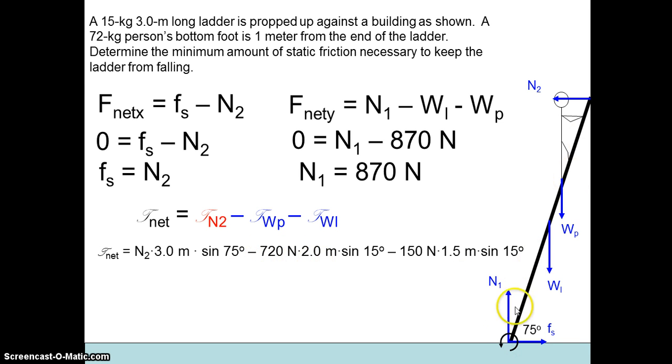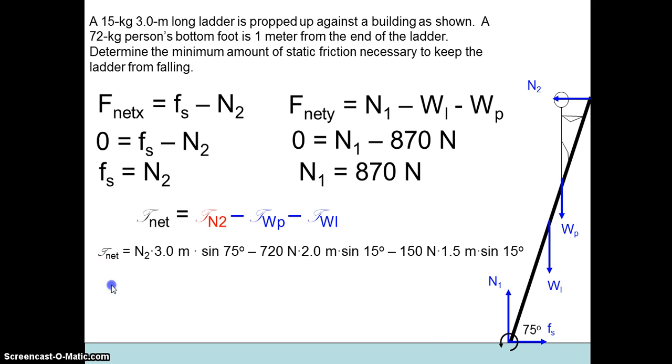Minus the weight of the person, 720 newtons, times the distance. It's set as 1 meter from the end, so it must be 2 meters, times the sine of 15 degrees. That's the angle between the force and the ladder. You could also use this angle here, 165 degrees, because sine of 165 is the same as sine of 15. And then minus the torque from the ladder, which would be 150 newtons, that force, times that distance, which is 1.5 meters, times the sine of 15, or again, you could say sine of 165.